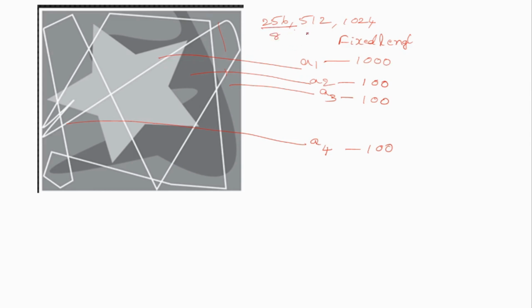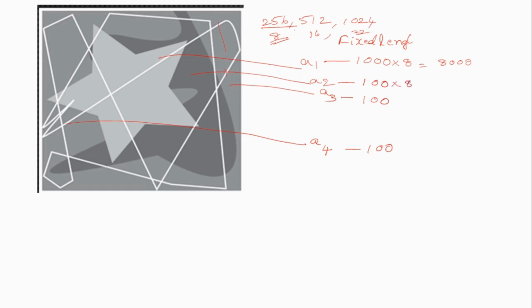Suppose it is 512, then it is 16 and 32. That is the number of bits assigned to each gray level. Suppose you take this example, the number of bits used to represent each intensity value is 8. Suppose there are 1000 pixels, so the 1000 pixels are represented by using 8 bits. So the number of bits required for that intensity value is 8000.